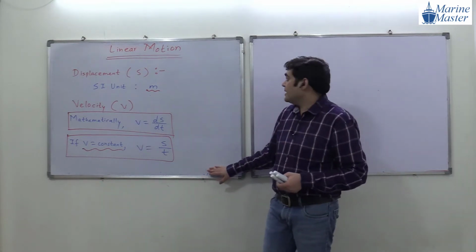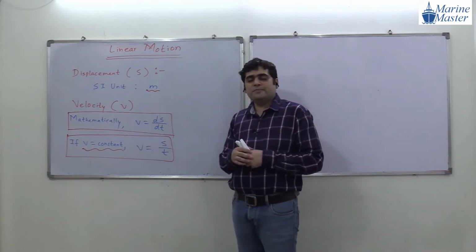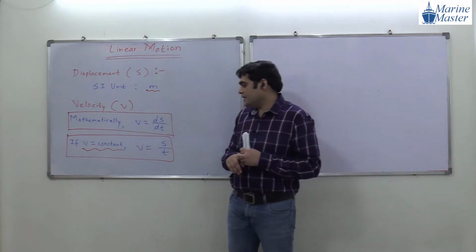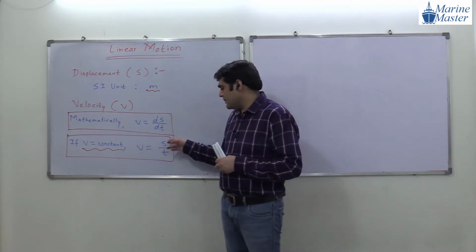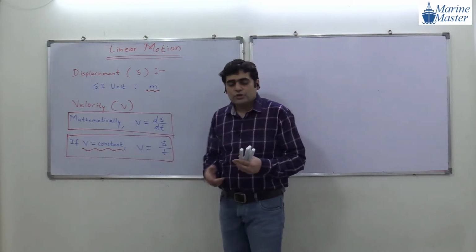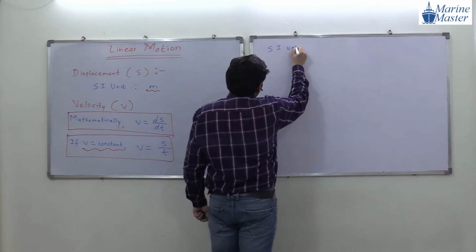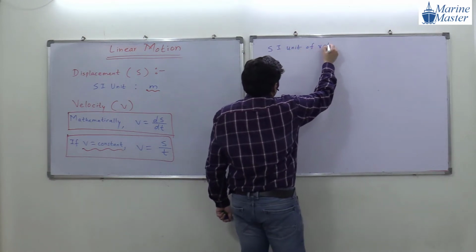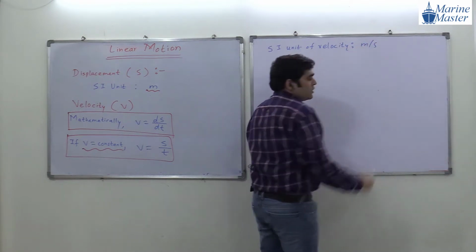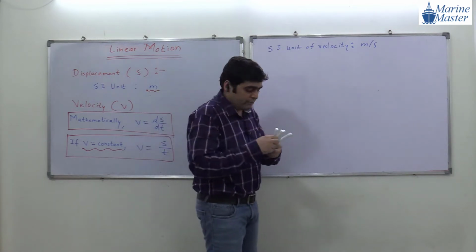Okay, completed, everyone, up to this point. Now see, the SI unit of displacement is meter. The SI unit of time is second. So velocity is S by t. The unit of S is meter, the unit of t is second. So the SI unit of velocity will be meter per second. Now very, very important, everyone.